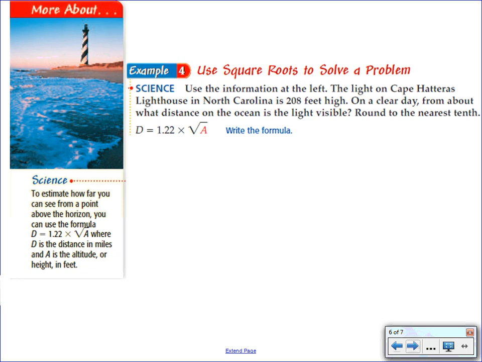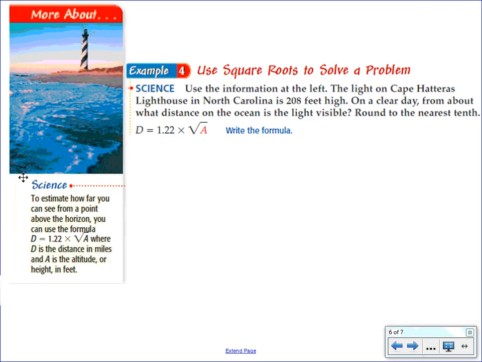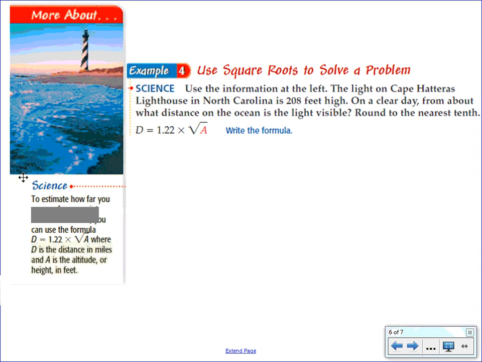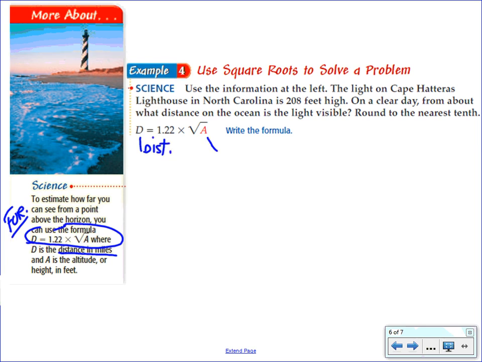Sometimes you use square roots to solve problems. Here, if you look over here under the science section, we find that to estimate how far you can see from a point above the horizon, you can use the formula D equals 1.2 times the square root of A. So that's going to be our formula we're going to be using in this section. We'll use it actually in some of your practice problems. D is the distance in miles, right? And A is the altitude.